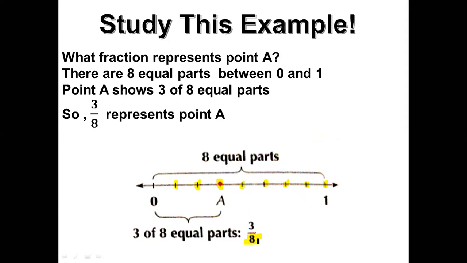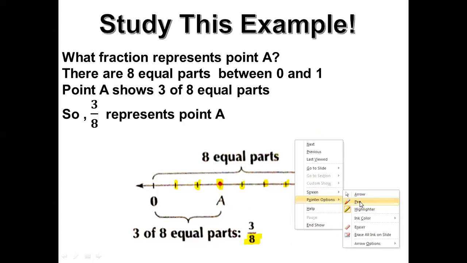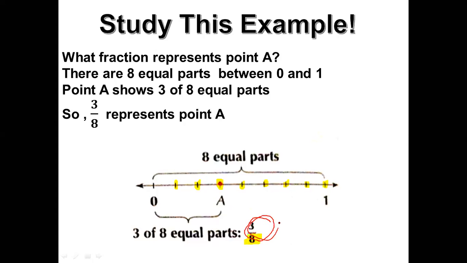Now, I will count to find where A is located. There is one, 2, and this is the third. That means A is located at 3 of 8, which is 3 over 8. So it will be 3 over 8. This is the fraction we are talking about.